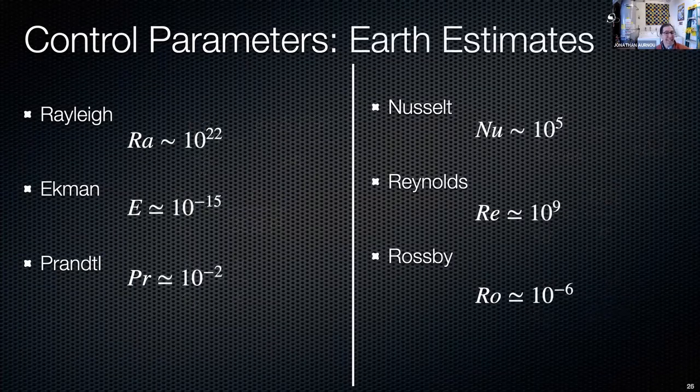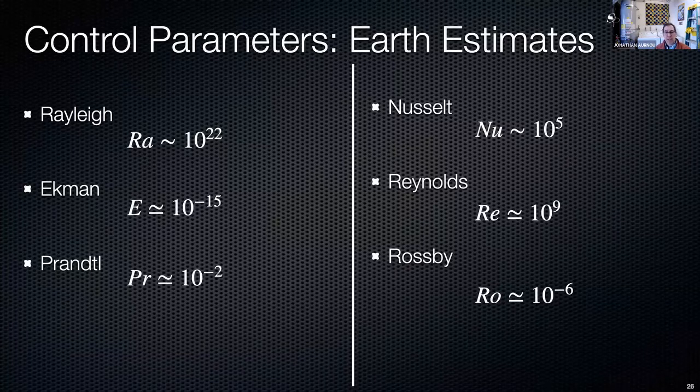Now, if we look at these on Earth and in Earth's core, these are rough estimates. The Rayleigh number is somewhere between maybe 10^20 to 10^25, 10^30. That one's actually very hard to estimate. I'll just call it 10^22-ish. Ekman number, we know moderately well. It's about 10^-15. Prandtl, about 10^-2.